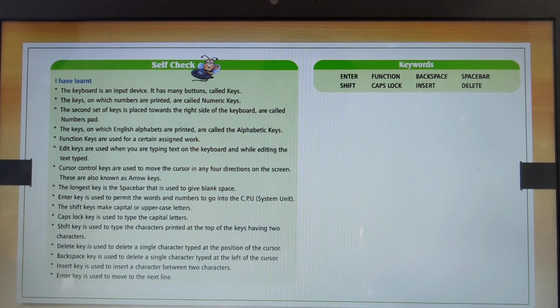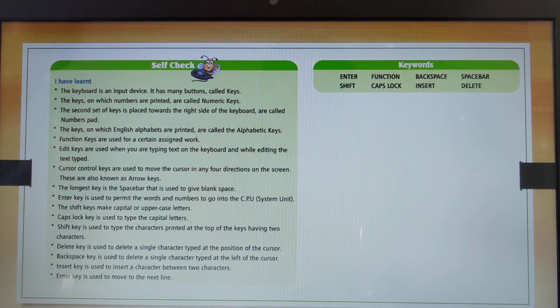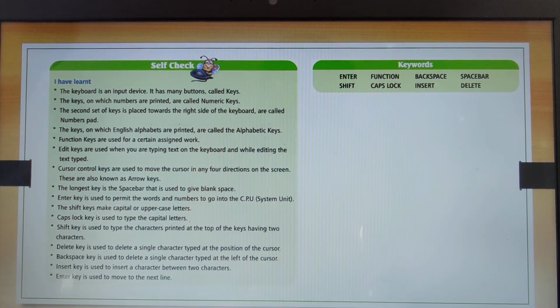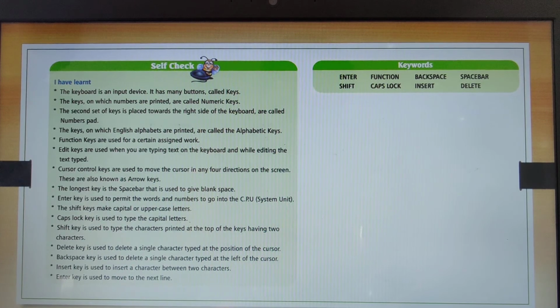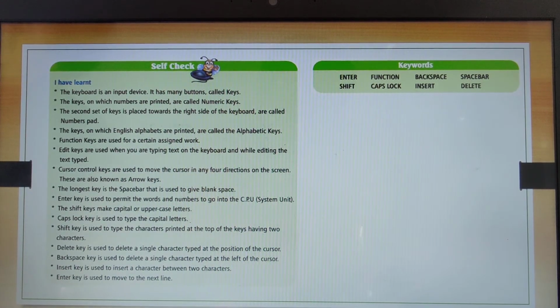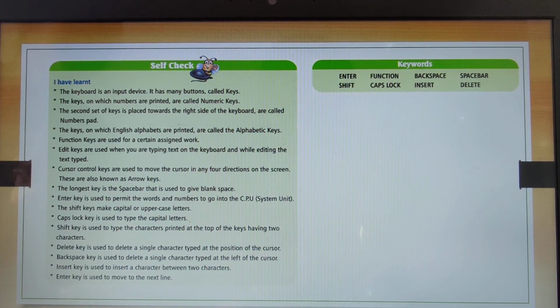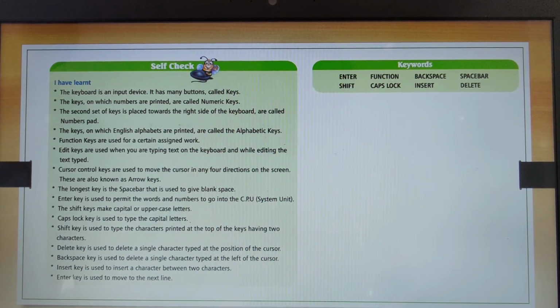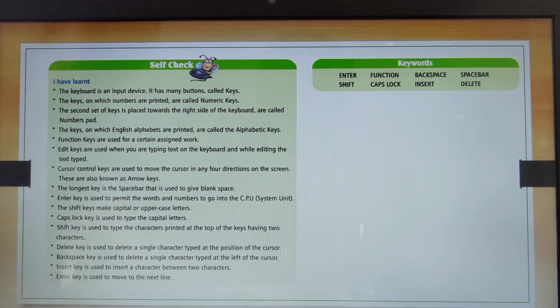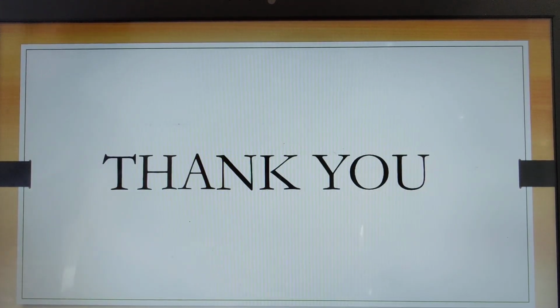Alright, so with this, children, we come to the end of it. Read these again and practice again and again so that you actually get a feel of the keyboard. You should be feeling the keyboard with your fingers. Now, what are the keywords that we have learned? Enter, function, backspace, spacebar, shift, caps lock, insert and delete. Alright children, I hope you have understood the entire thing. For now, thank you so much.